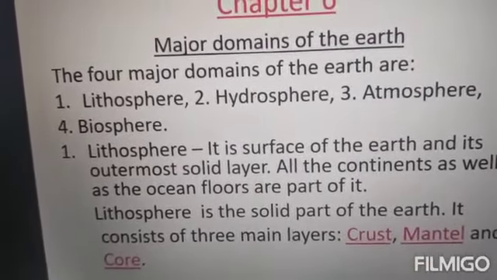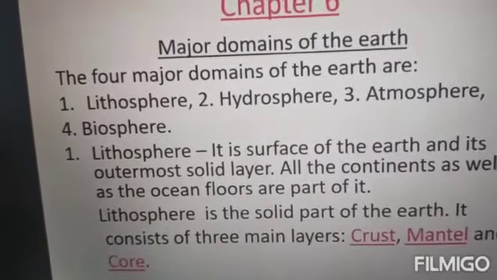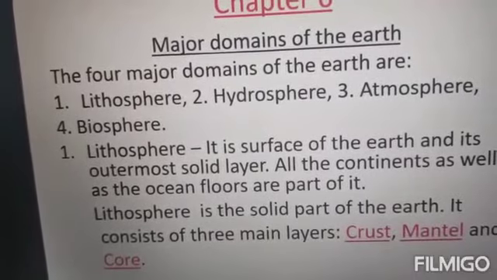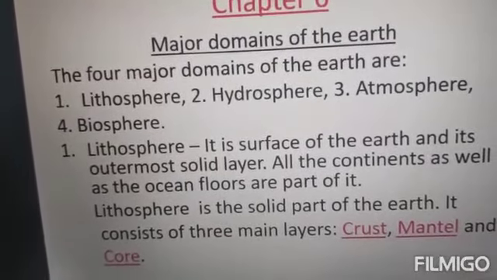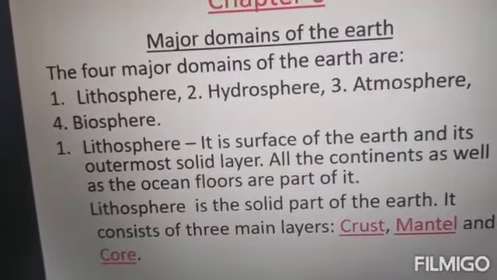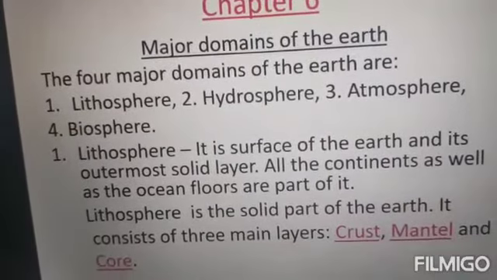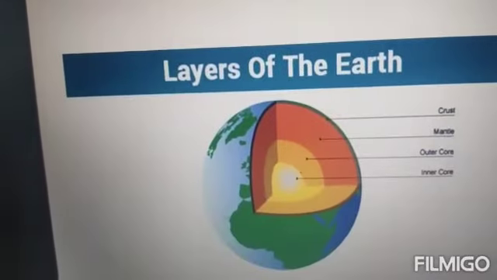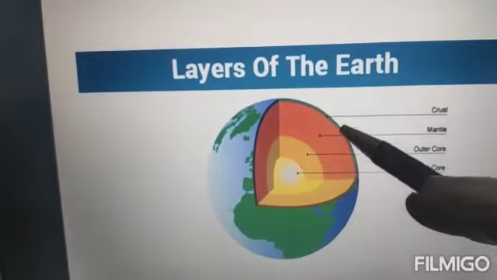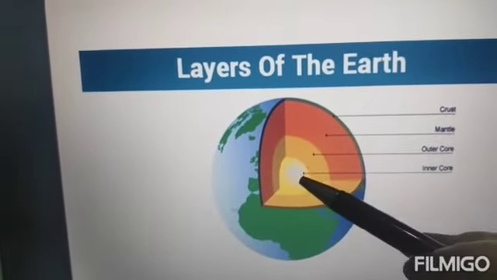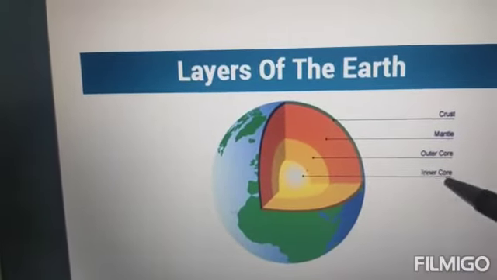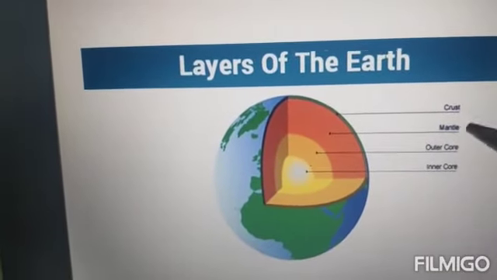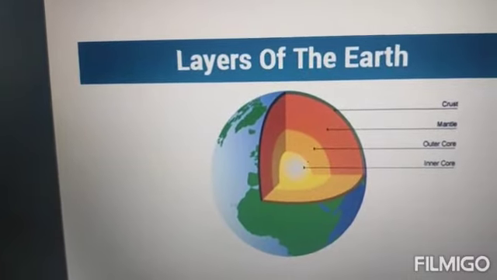Our planet Earth is made up of various layers. The outermost layer is known as the Earth's crust. See, crust. And lithosphere is the solid part of the earth. It consists of three main layers: crust, mantle and core. This is the picture, layers of the earth. The most inner side is called the inner core, then the outer core, then the mantle, and the outer part is crust.